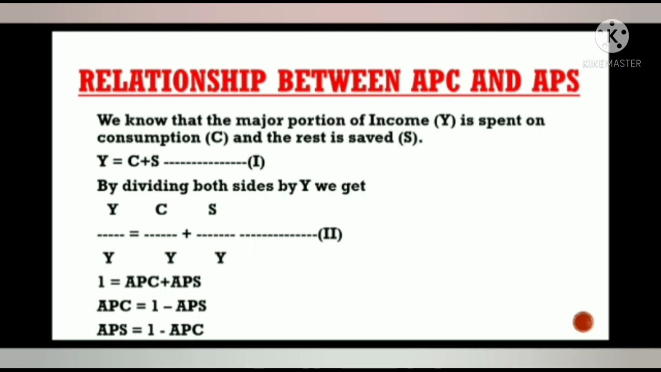This relationship can also be stated in the following way. You see here, APC equal to 1 minus APS and APS equal to 1 minus APC. So if the value of one is given, the value of the other can be worked out. Again, the value of APS can be negative when consumption expenditure exceeds income. When income increases, APC decreases, but APS increases continuously. This means that as income increases, the proportion of income saved increases and the proportion of income consumed decreases.